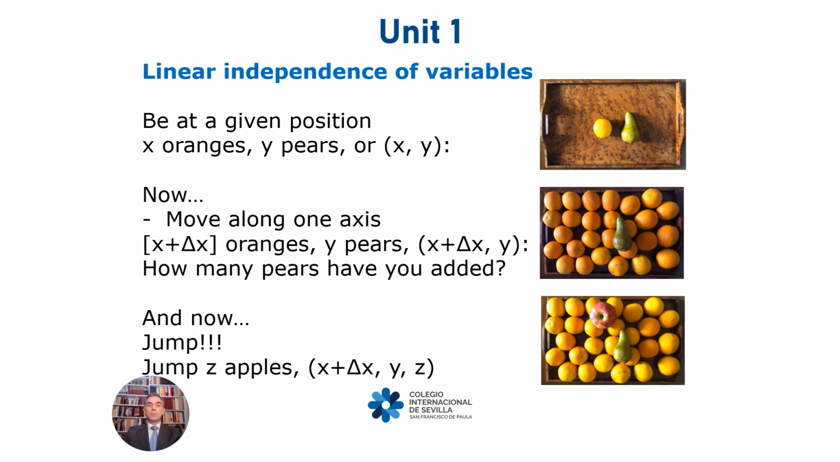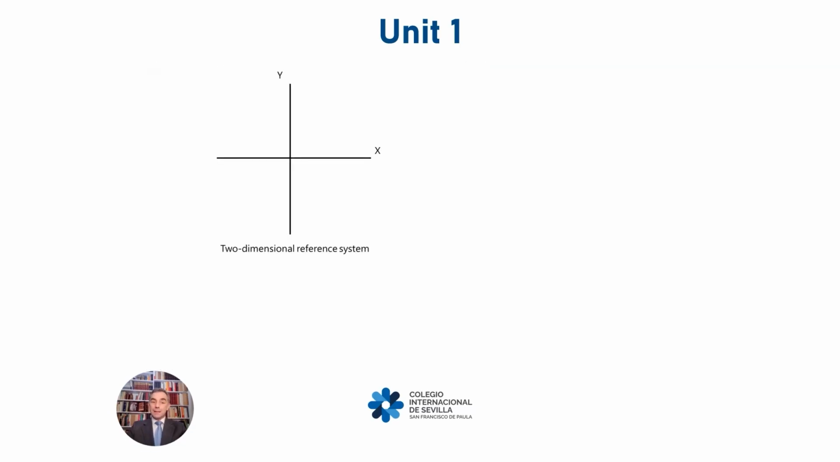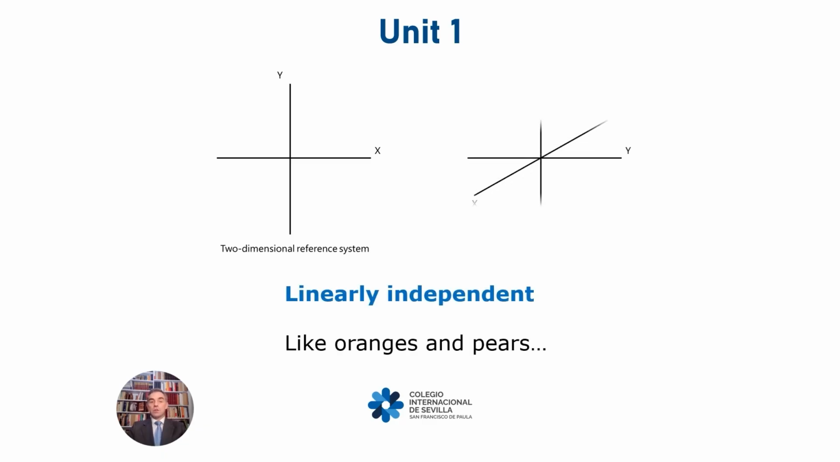Same happens when we move along two axes, like we can see in the picture. We can move along x, we can move along y, but each of them does not change the value of the other. Or we can have also linearly independent, like oranges and pears, three axes, x, y, and z, in which case we normally call z the vertical axis. So that would be like oranges and pears and apples as well.